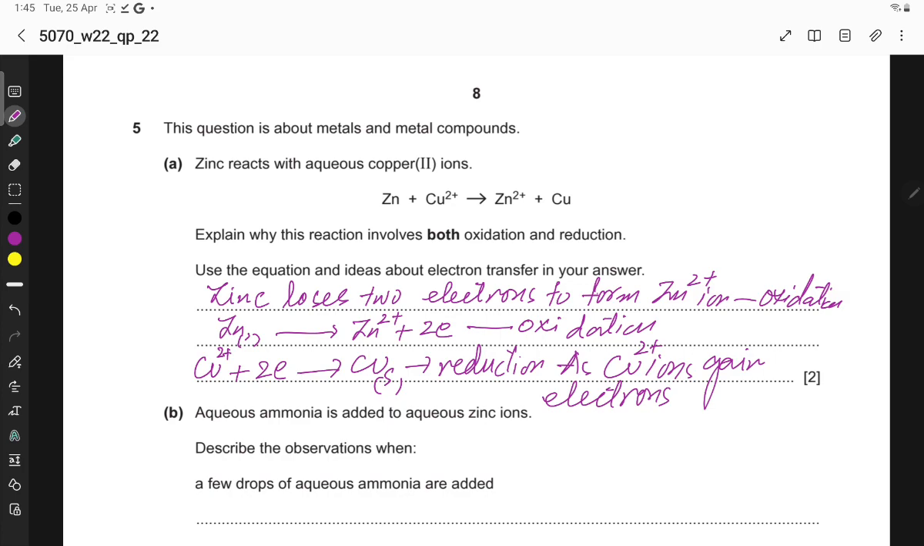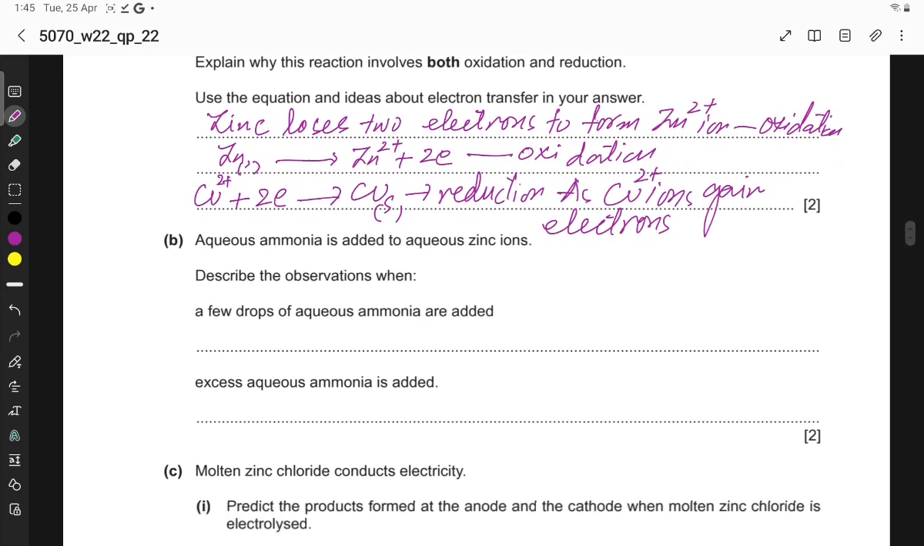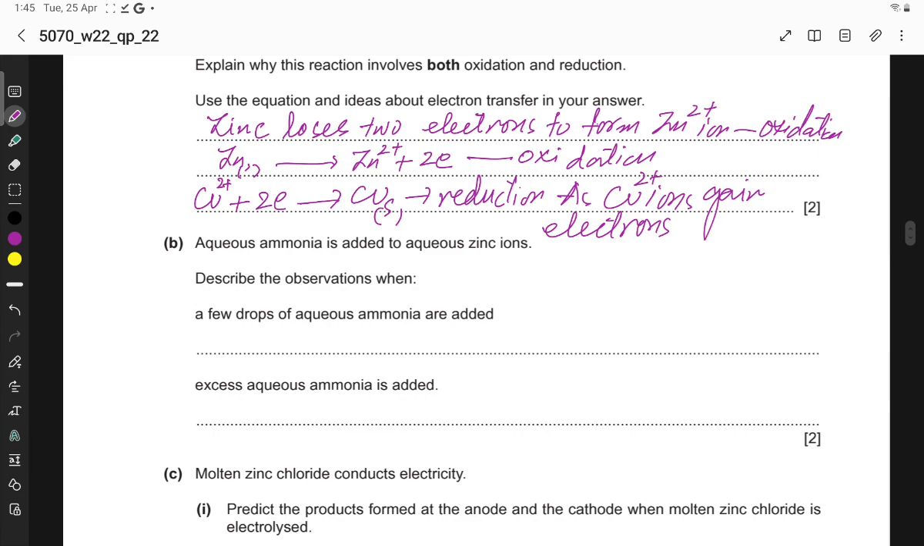Aqueous ammonia is added to aqueous zinc ions. Describe the observation when a few drops of aqueous ammonia are added. A white precipitate forms with a few drops of ammonia.